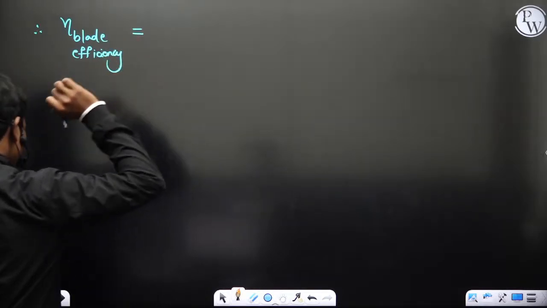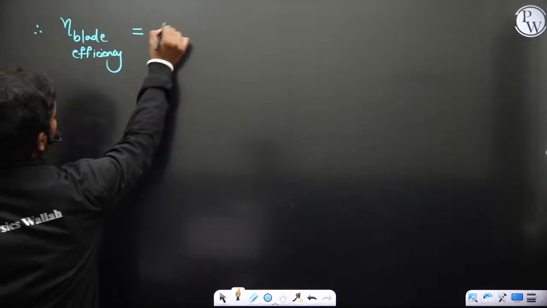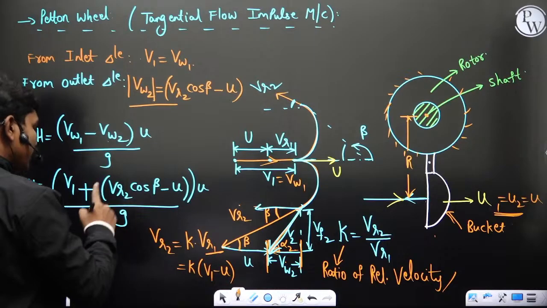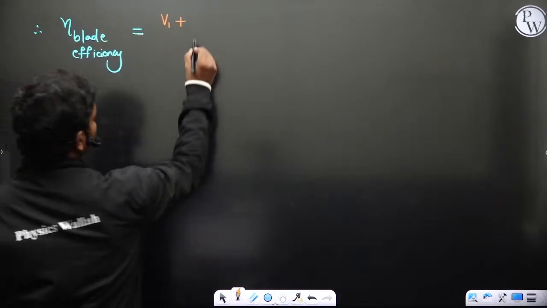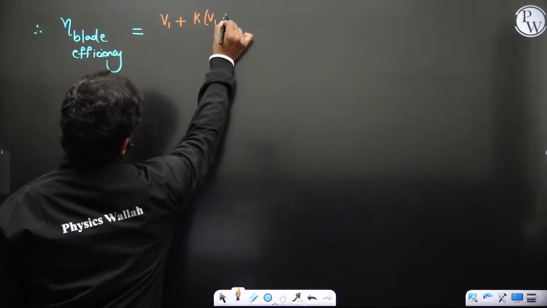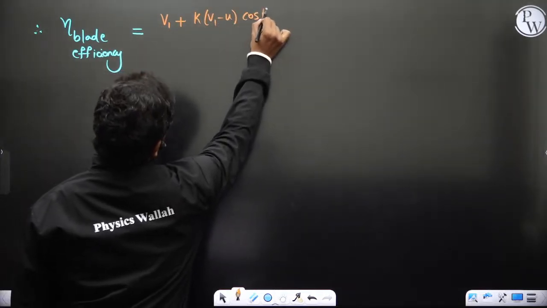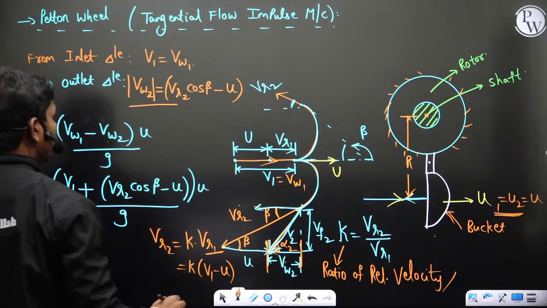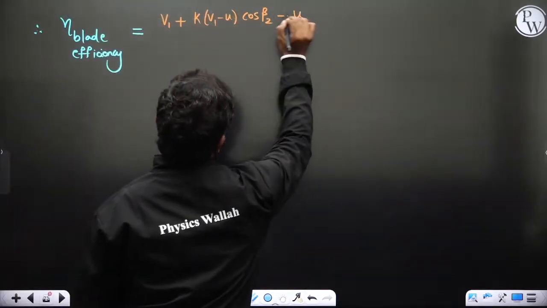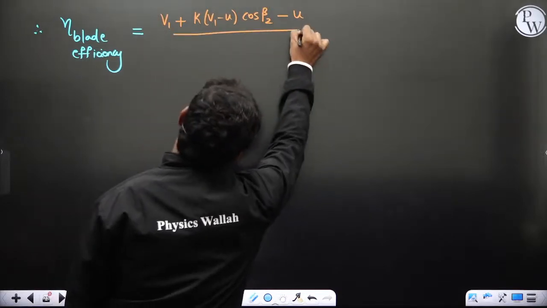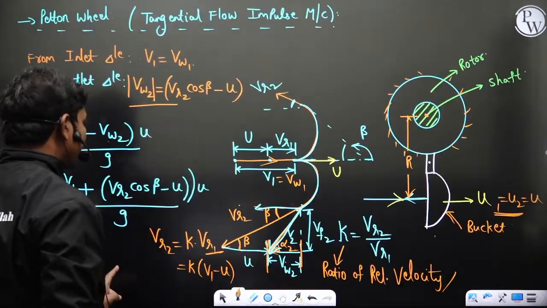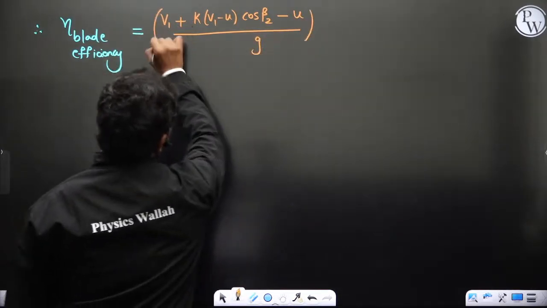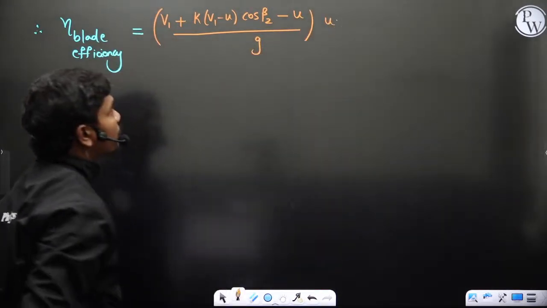First of all, the energy supplied per unit weight is actually v1 plus vr2, which can be replaced with k times of v1 minus u, cos beta 2, minus u, okay, so this minus u, divided by this quantity, divided by u divided by g, and to this you have a multiplication of u actually here, okay, so that's what you have.